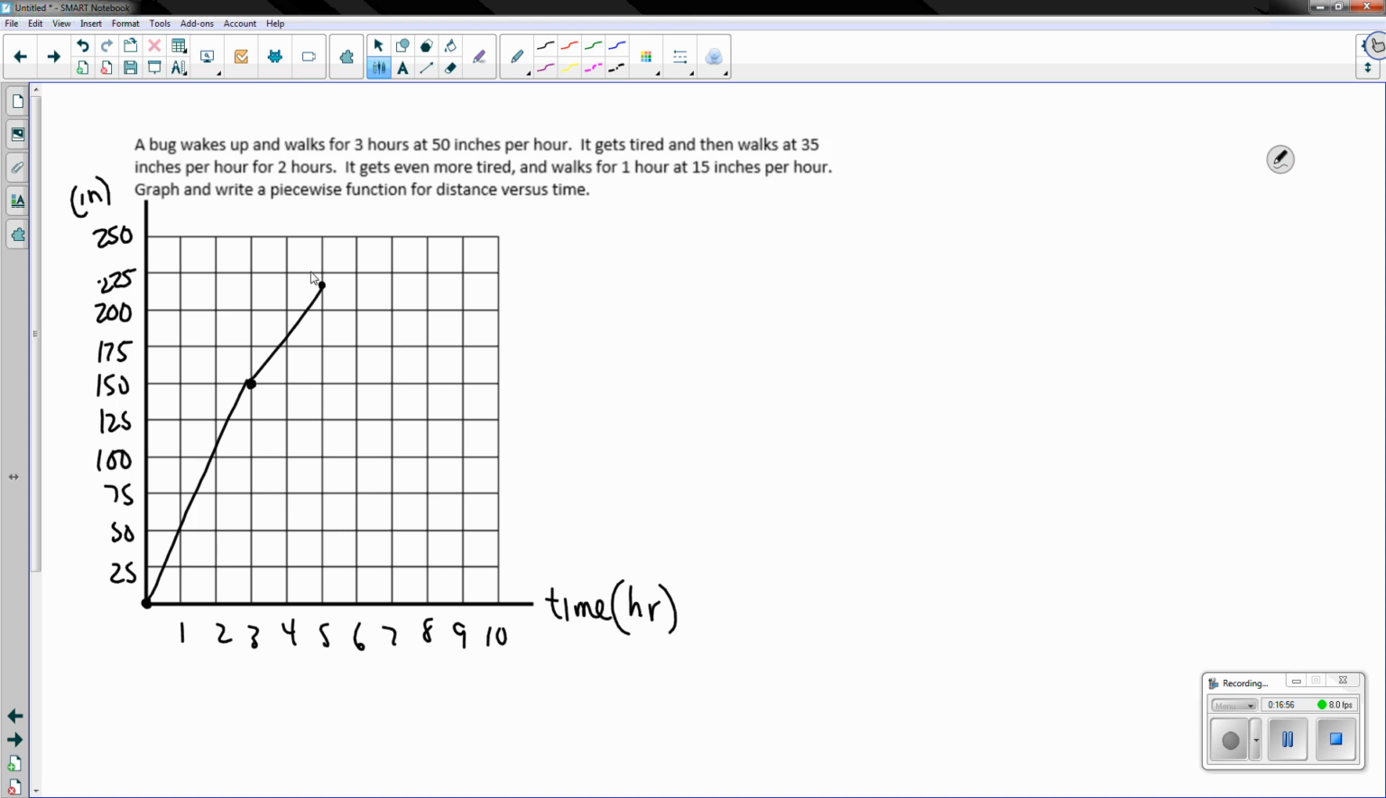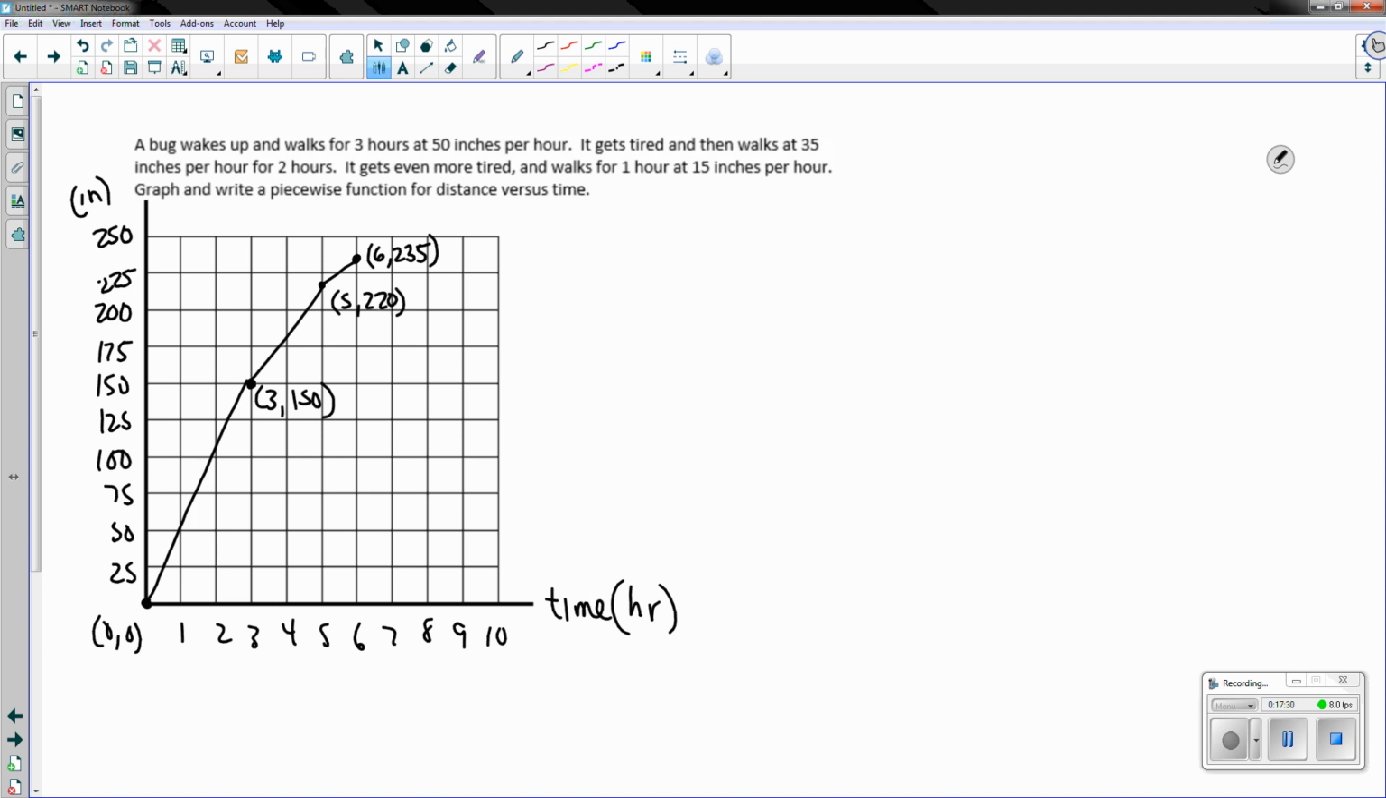So why don't I label these points as we go as well. So we have 3, 150. We have 0, 0 to start. And then we also have 5, 220. And then the last point is another hour has passed. We've gone another 15 inches. So we're at 6 hours total, 235 inches total. And we'll ballpark that. And that's why it's good to label if you have to ballpark a location of a coordinate, so someone observing your work will know what you're referencing.